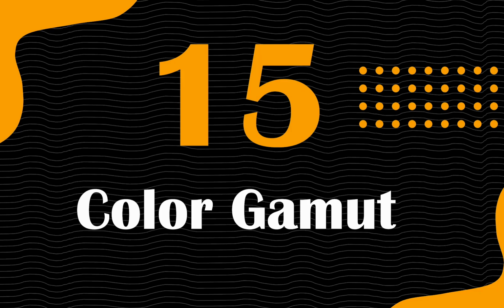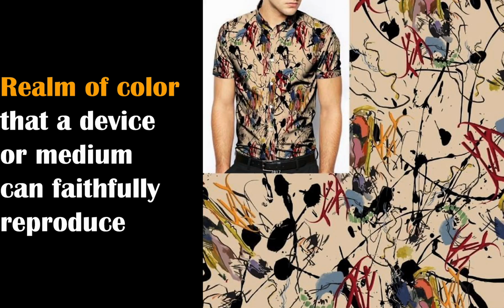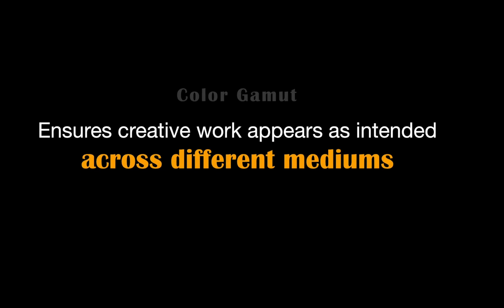Color gamut. It is the realm of color that a device or medium can faithfully reproduce. It's the science behind how accurately colors are represented in various contexts, from digital displays to print. Understanding color gamut is essential for designers as it ensures that their creative work appears as intended across different mediums, offering a consistent and true-to-life visual experience.